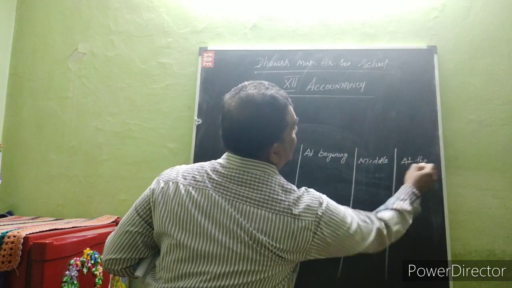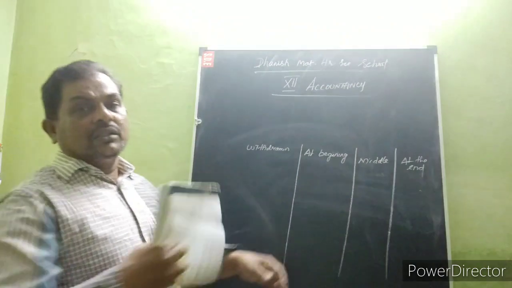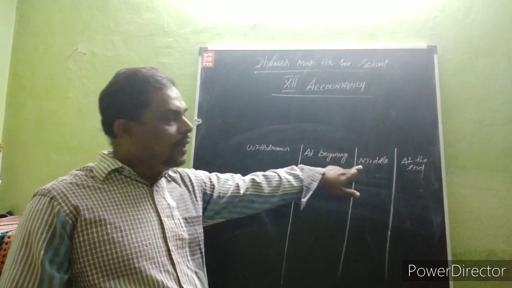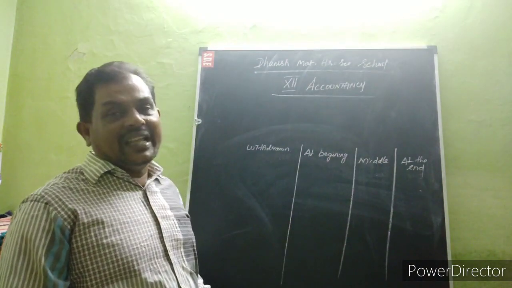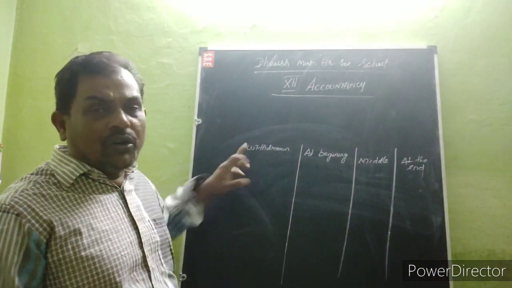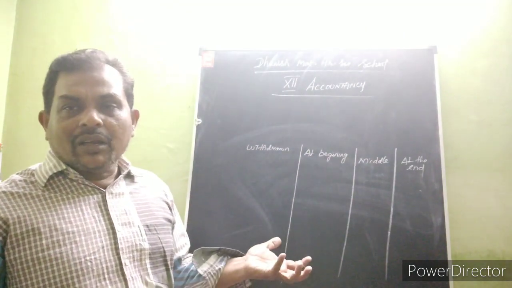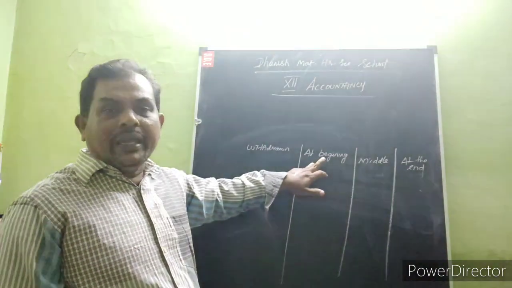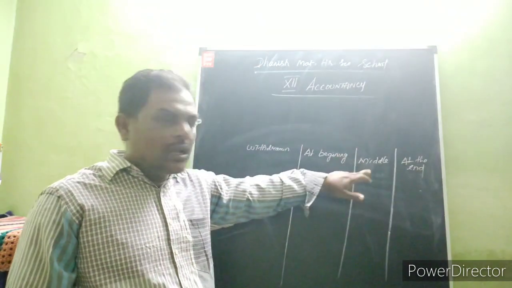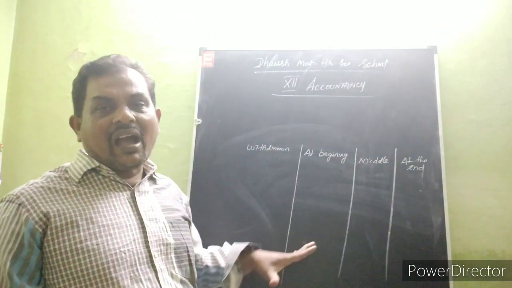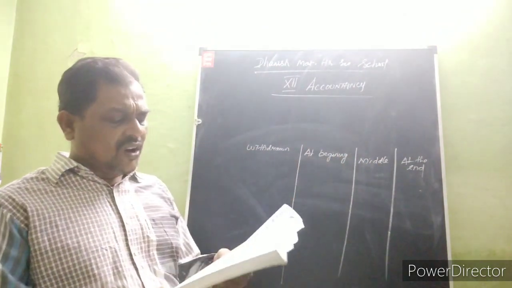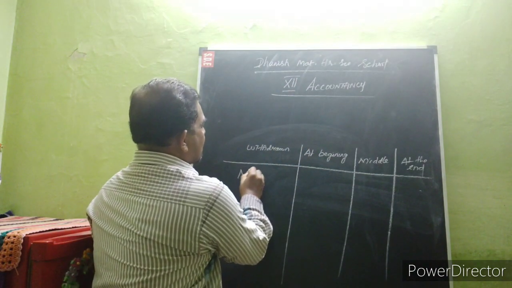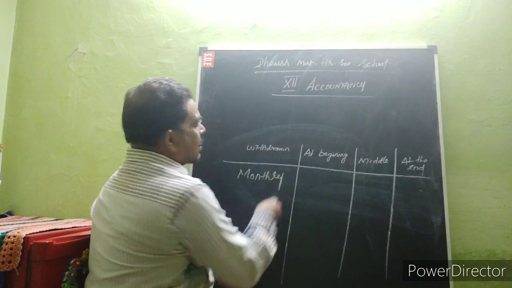So they have separated three periods: beginning, middle, and at the end. So three periods they have given. The amount we are taking as drawings from our business may be taken in three periods. Maybe beginning, or maybe middle, or maybe at the end. So like that they have separated in three columns. So that withdrawn may be monthly. Suppose you are taking every month.